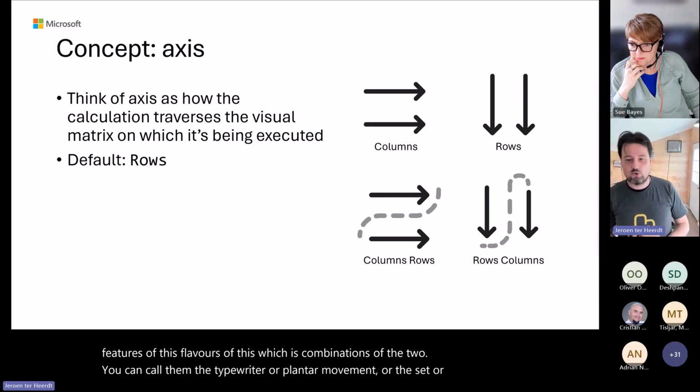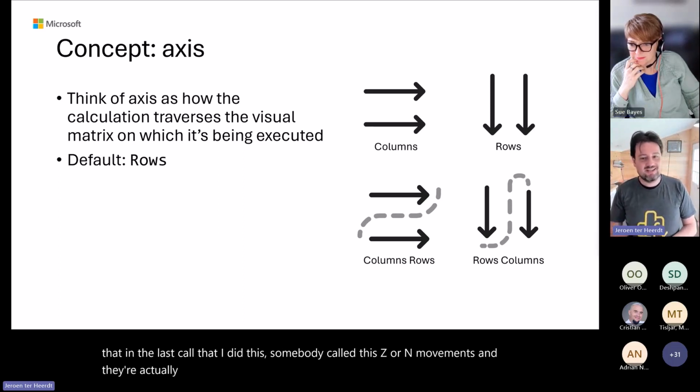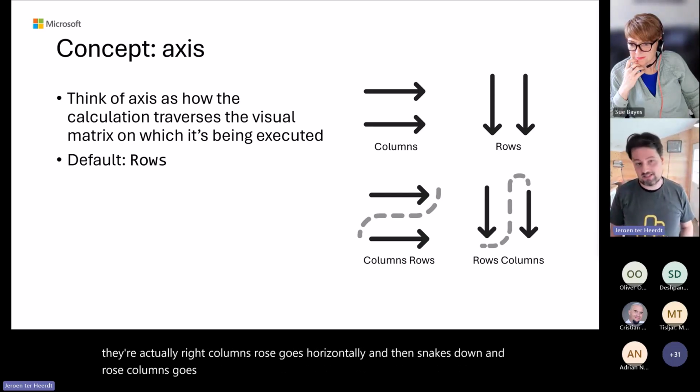I learned that in the last call that I did. Somebody called these Z or N movements, and they're actually right. Columns rows goes horizontally and then snakes down. And rows columns goes vertically and then snakes to the right.